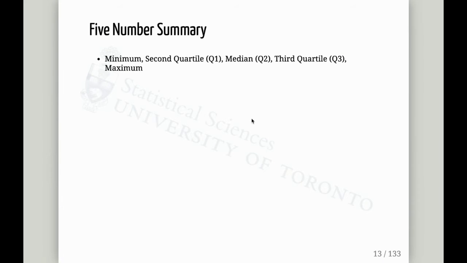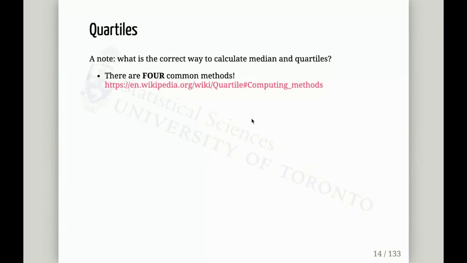Okay, then there's also the 5-number summary, which includes the minimum, Q1, Q2, Q3, and the maximum. Now with quartiles, we spent quite a bit of time going over how to calculate them last week. And I had questions saying, oh, my calculator gives me a different value, and there are different things on the internet, right? And that's true. There are so many different ways to calculate medians and quartiles. There are actually 4 common methods that people use, and these can give you different values.